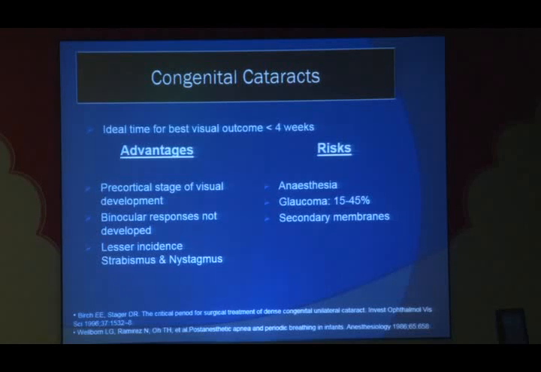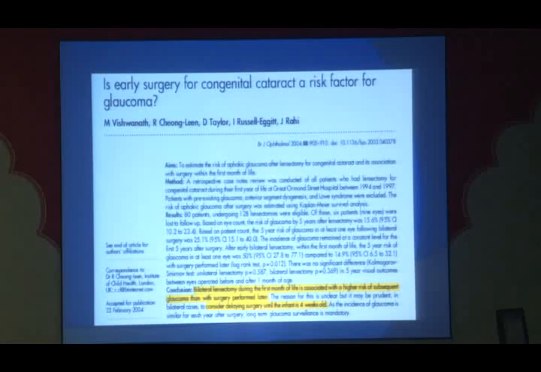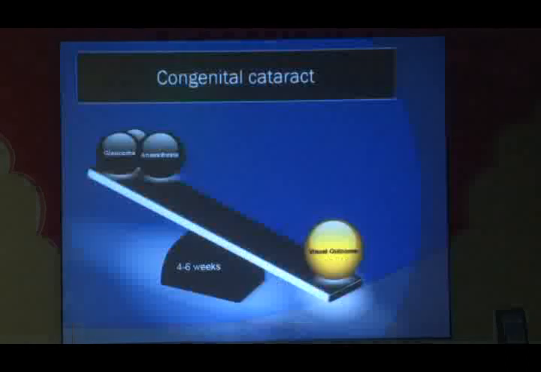But surgery at such an early age would involve risks with anesthesia, and we all know that early surgery is a risk factor for glaucoma. Open-angle glaucoma is more often seen in these children due to various etiological factors like surgical barotrauma, release of cytokines, and corticosteroid exposure, all of which lead to scarring of the trabecular meshwork. This paper by Vishwanath et al. found that surgery before 4 weeks in bilateral cases was associated with a higher risk of subsequent glaucoma than when the surgery is performed later, and they suggested delaying surgery until the infant is 4 weeks old.